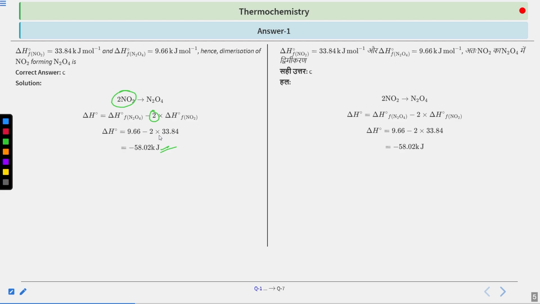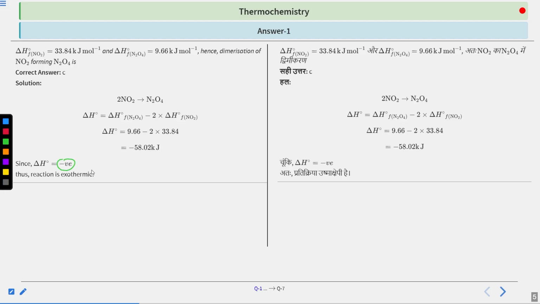Now next thing, we have to find the nature of the reaction. Since this delta H naught is negative, therefore the reaction is what? The reaction is exothermic, and your answer is C. Next question.